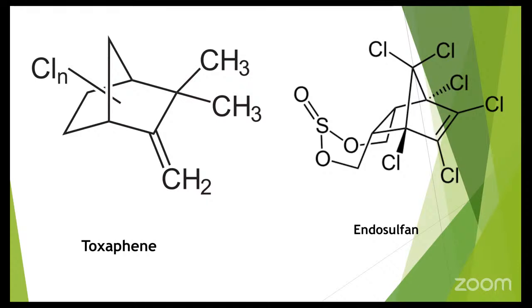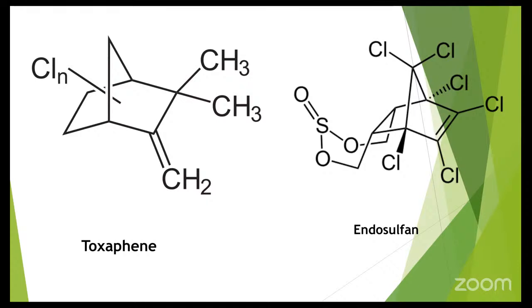Endosulfan can also be regarded as a cyclic ester of sulfurous acid. The compound is both an insecticide and acaricide. It is a brownish crystalline solid that consists of two isomers, alpha and beta. Technical endosulfan is a mixture of these two forms, alpha and beta, in the ratio of 4 to 1. It is insoluble in water but moderately soluble in organic solvents, and it is absorbed through the skin and very toxic to fish.